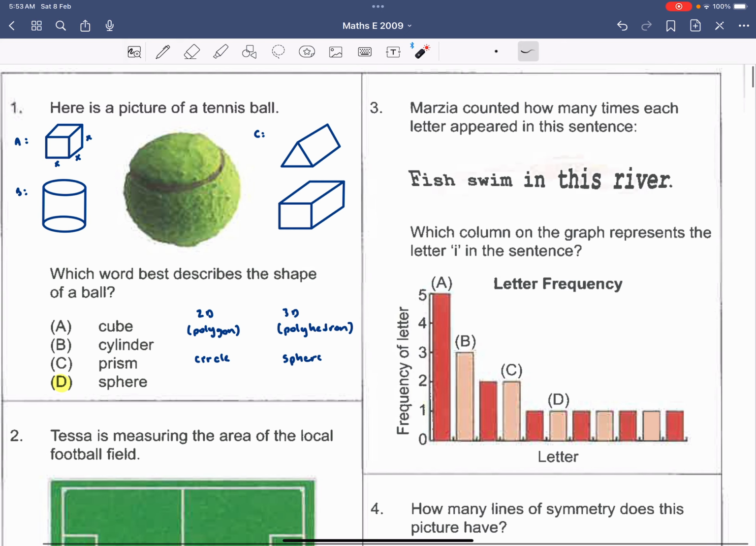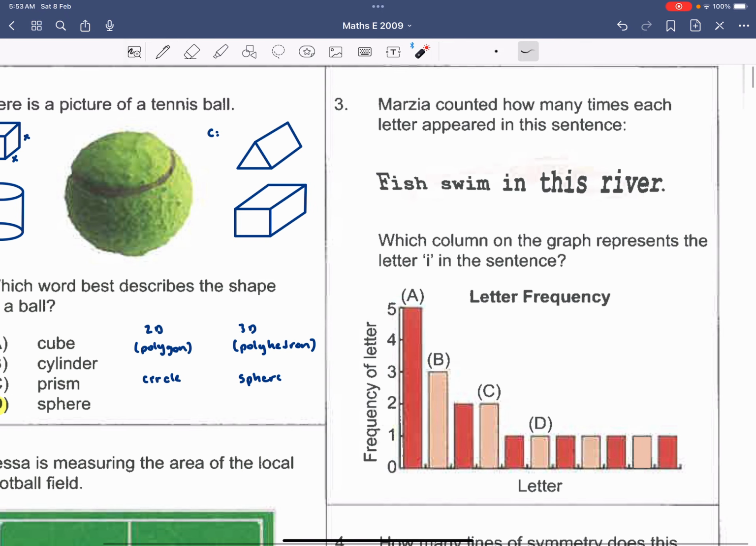All right, question 3. Marzia counted how many times each letter appeared in the sentence. Which column represents the letter I? Okay, that's pretty straightforward. How many I's are there? So we have 1 I, 2, 3, 4, 5. We have 5 I's. So you'll notice this says letter frequency.